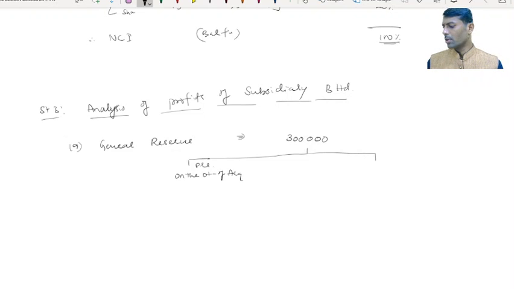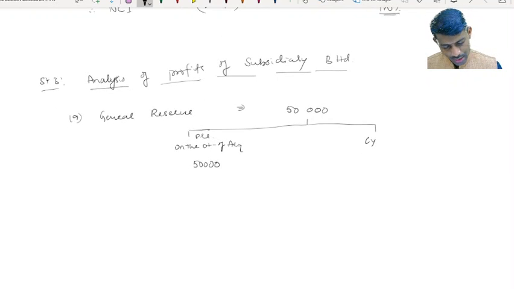It is 50,000. Sorry, I had taken 3 lakh, but it is not 3 lakh. It is 50,000. So on the date of acquisition, it is 50,000. Therefore, what is the current year? It is nil. So completely this 50,000 is capital profit.